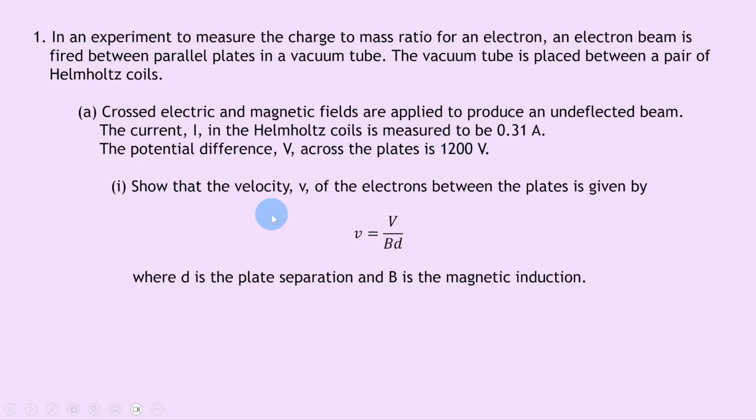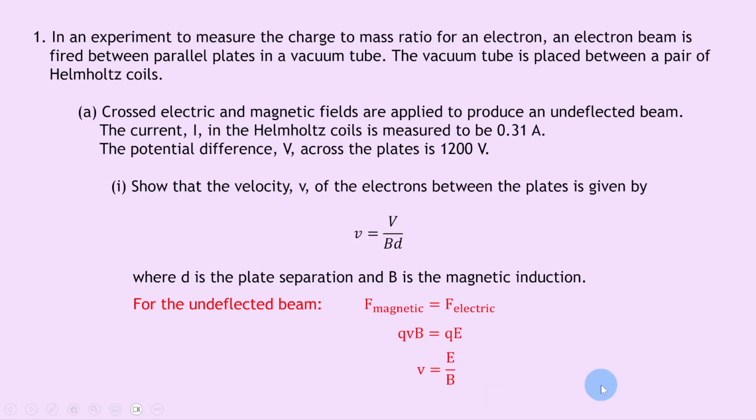Part 1 says to show that the velocity v of the electrons between the plates is given by v equals V over BD, where D is the plate separation and B is the magnetic induction. Well, for the undeflected beam, the magnetic force must equal the electric force. So we can insert the equations for these: qvB equals qE. We can cancel a q from both sides, and that leaves us with vB equals E. To get v on its own, we divide both sides by B to get v equals E over B.